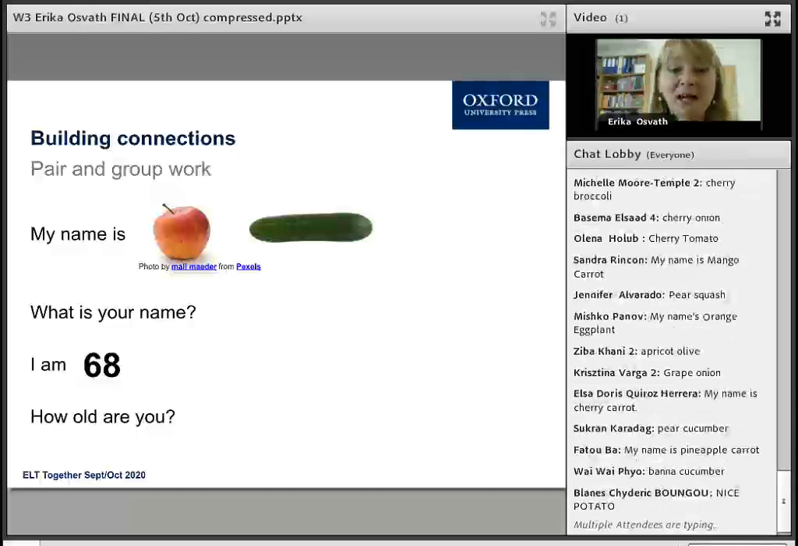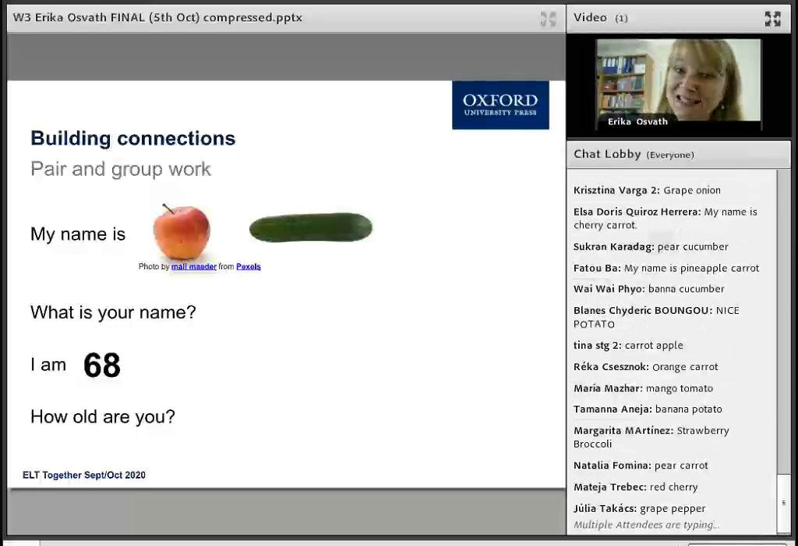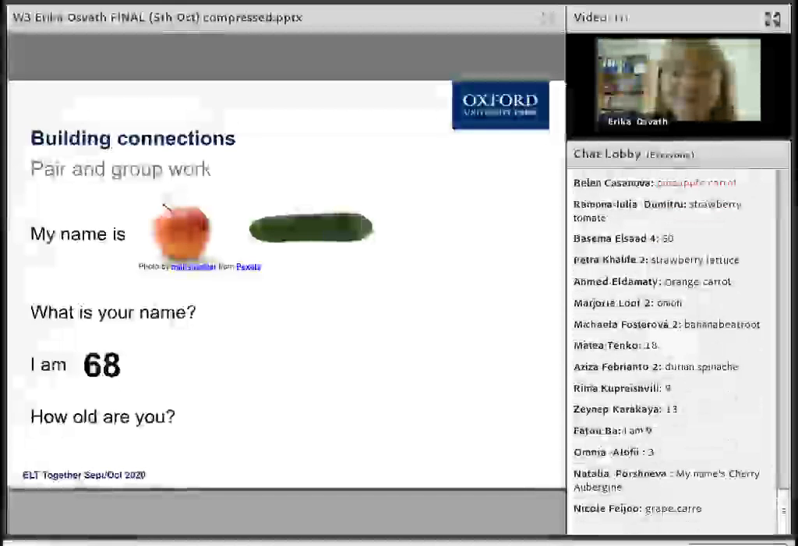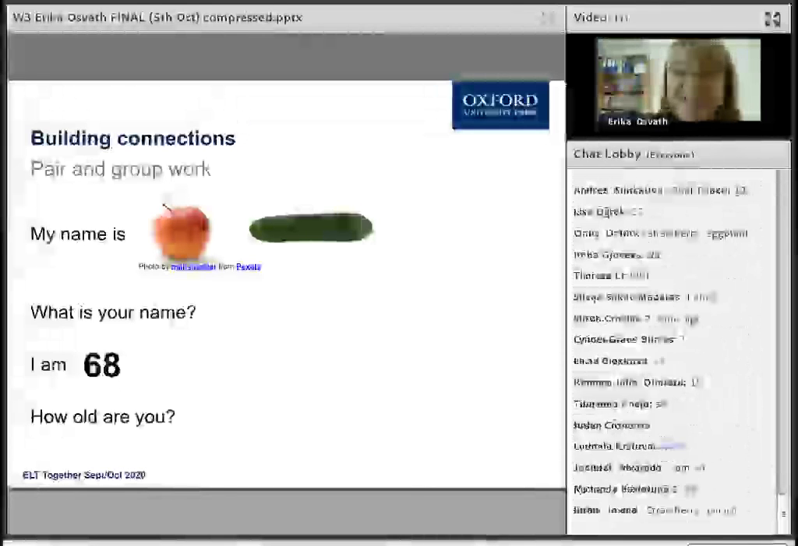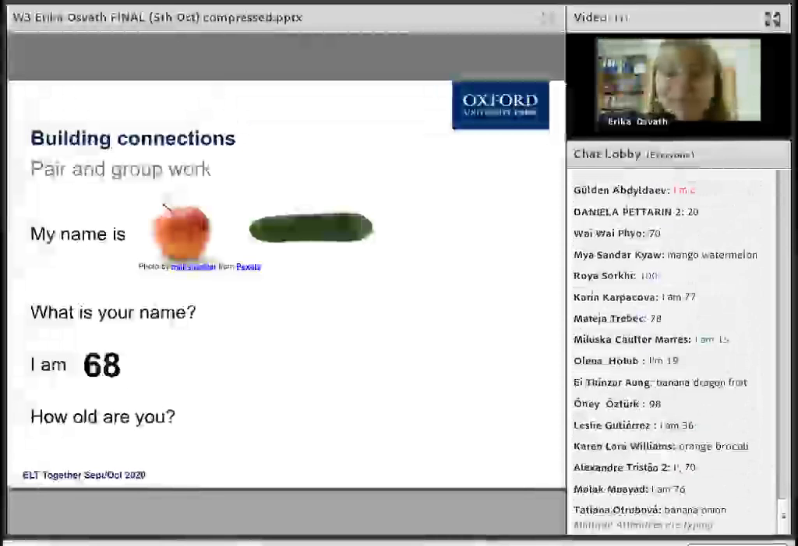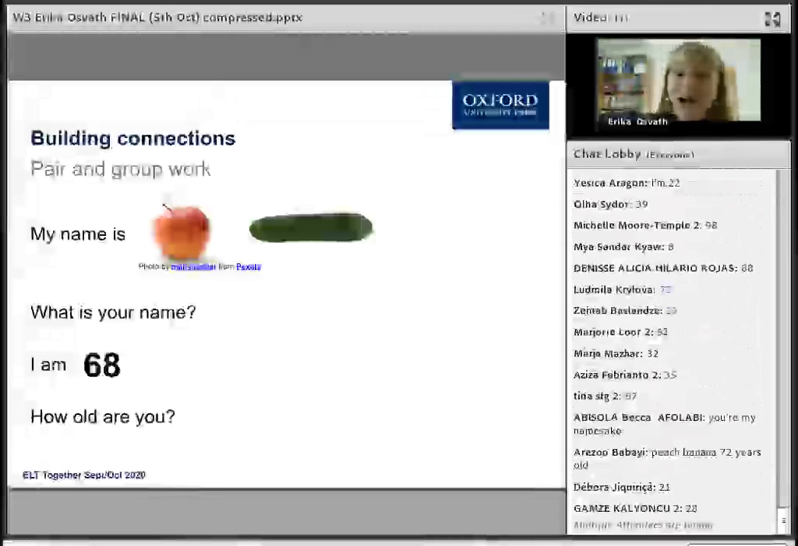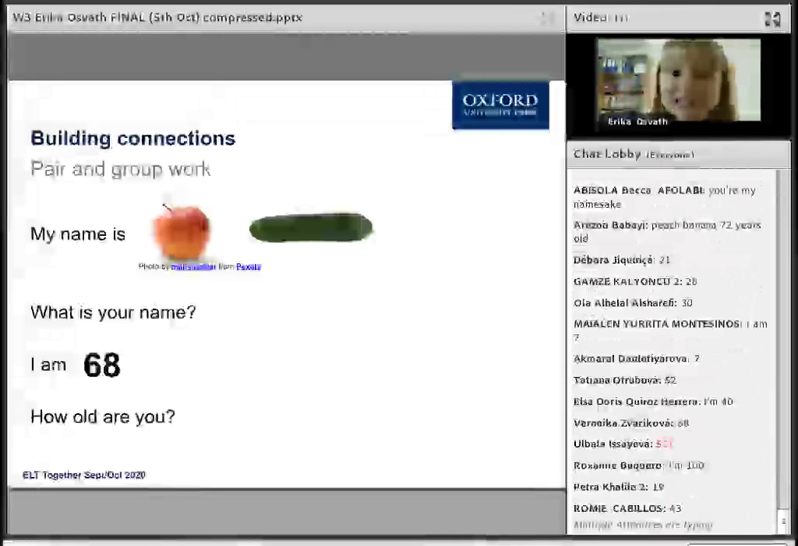Great. Right. I am 68. How old are you? I am 68. How old are you? Wow, we have so many different ages.